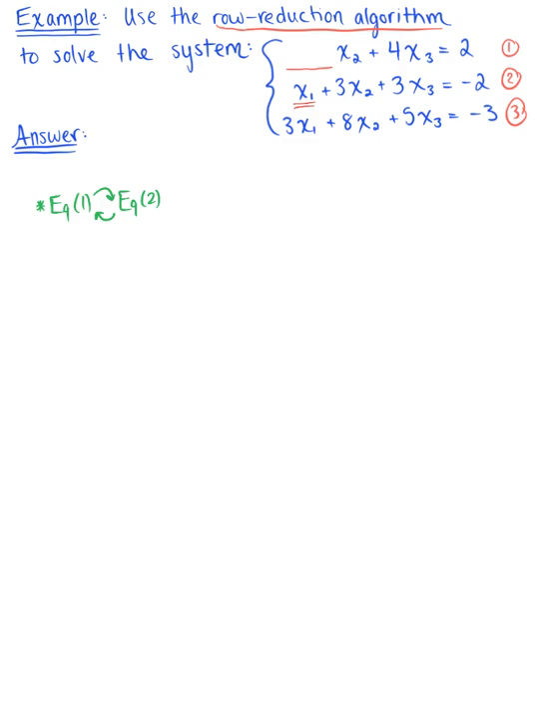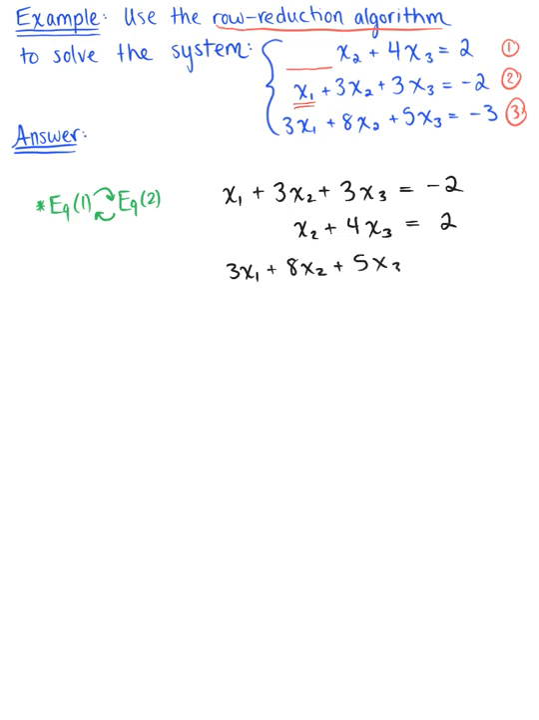So let's rewrite our system. We now have the system x sub 1 plus 3x sub 2 plus 3x sub 3 is equal to negative 2. Our second equation is now x sub 2 plus 4x sub 3 is equal to positive 2. And equation 3 still remains the same. We have 3x sub 1 plus 8x sub 2 plus 5x sub 3 is equal to negative 3.